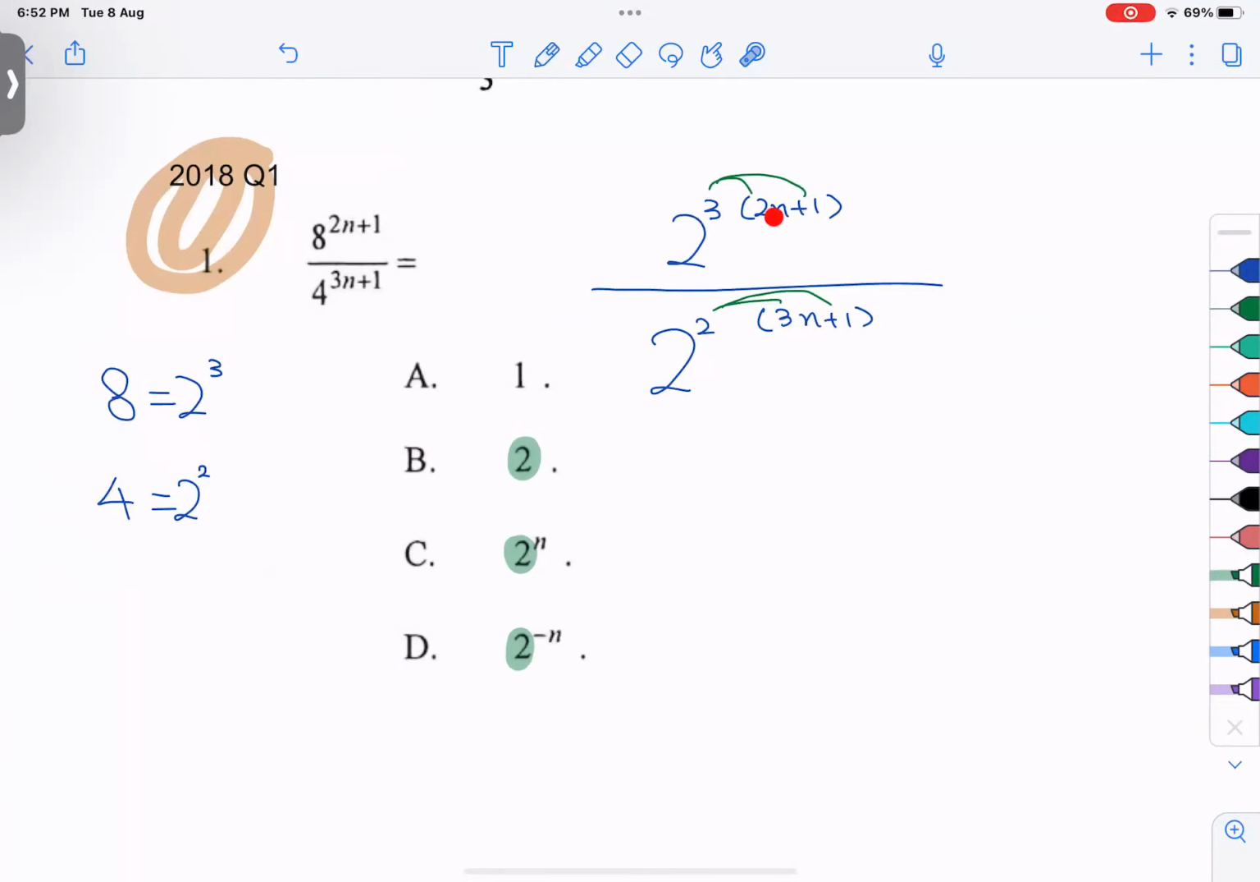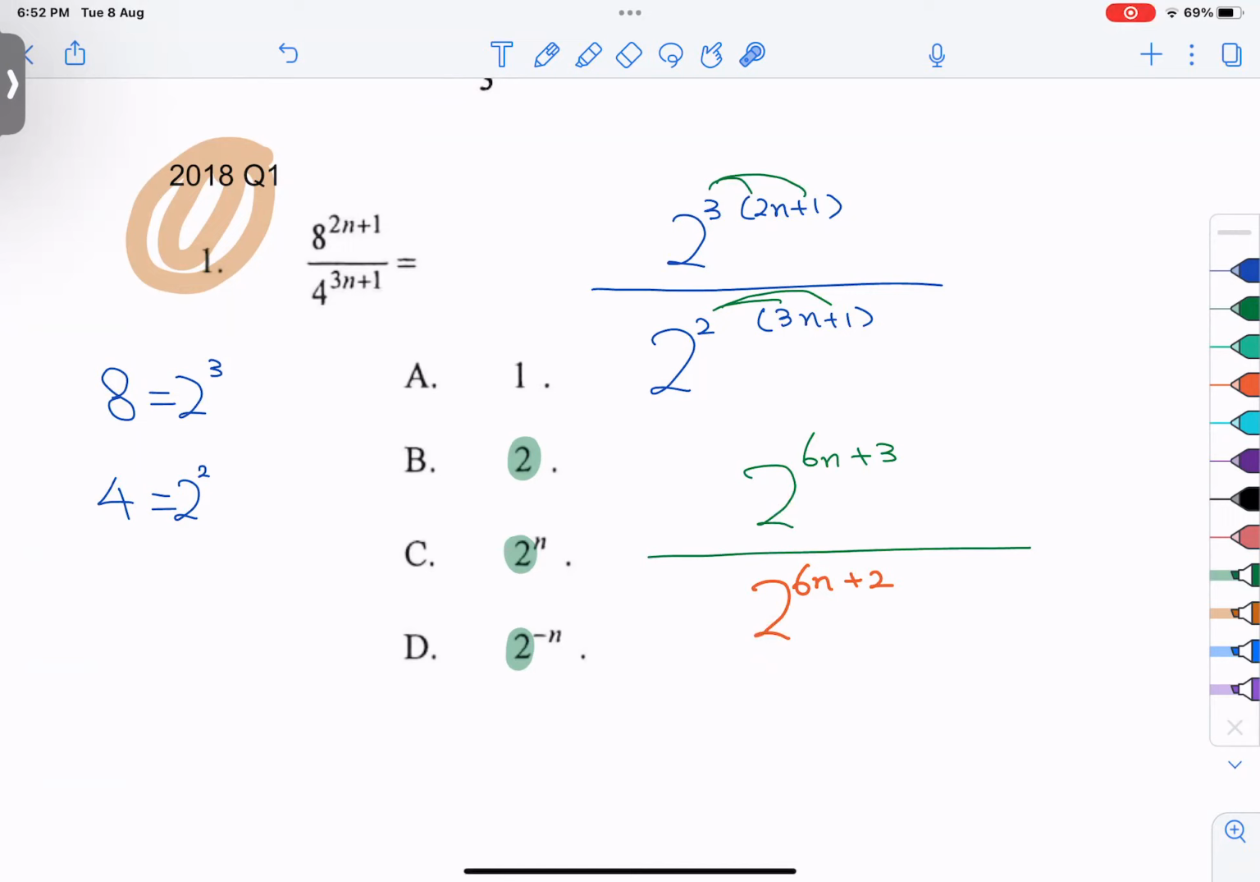So 3 times 2, you have 6n. And then 3 times 1, you have 3. And at the bottom, 2 times 3, you will have 6n. And then 2 times 1, you will have 2. And now the bases are the same. Both of them are having 2.